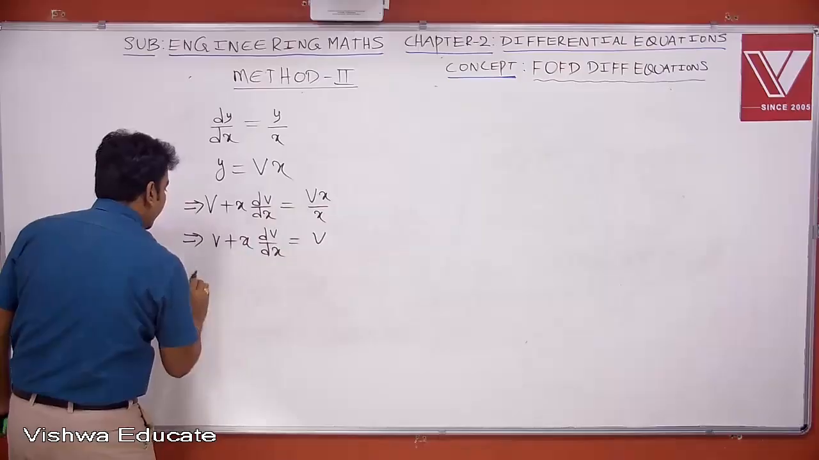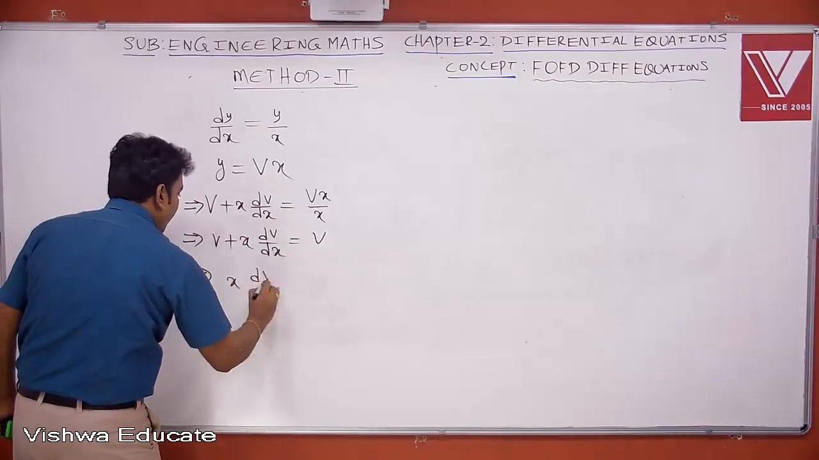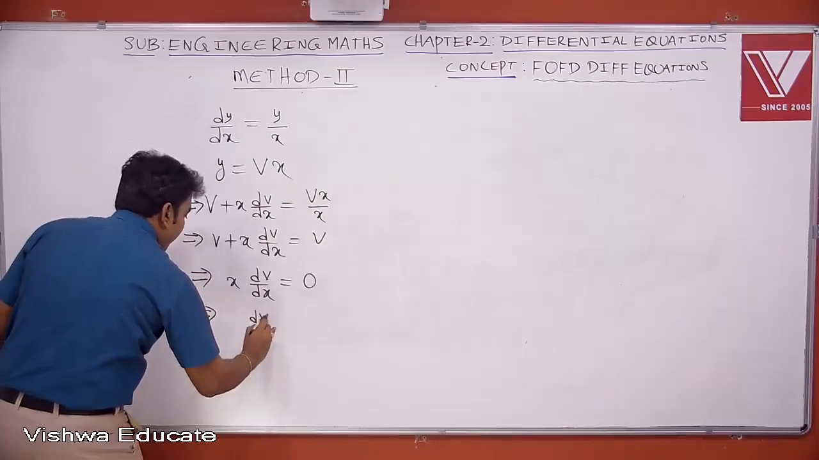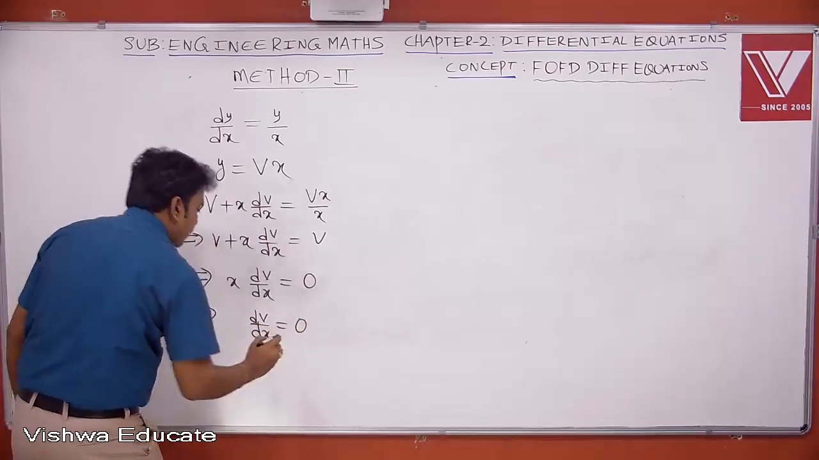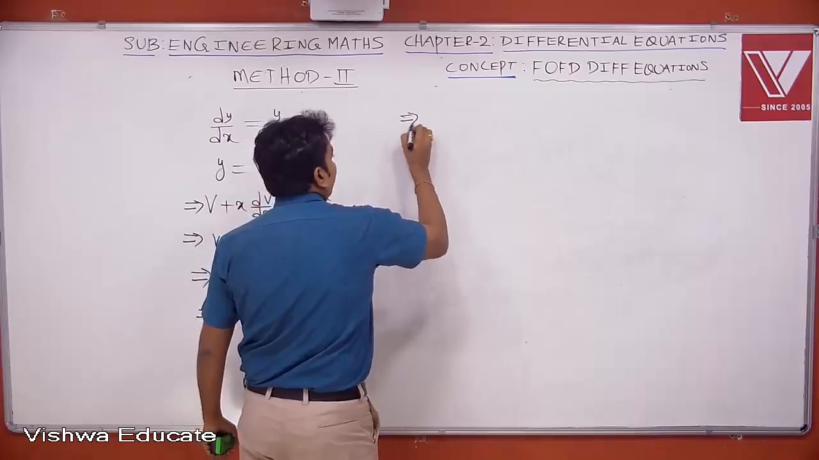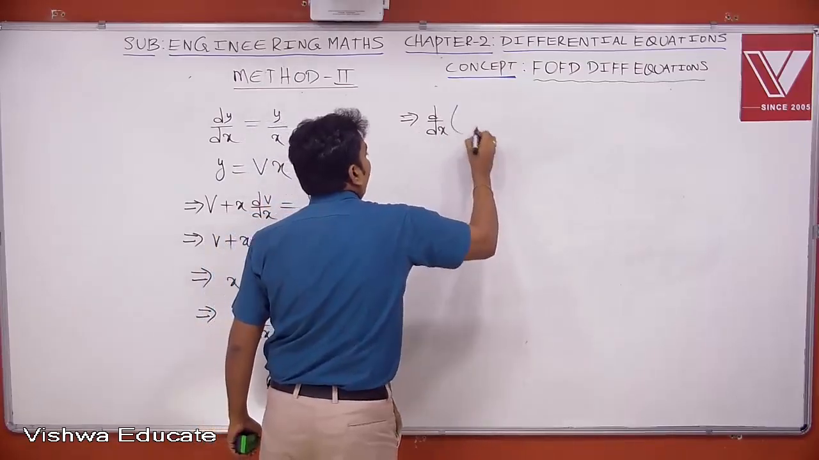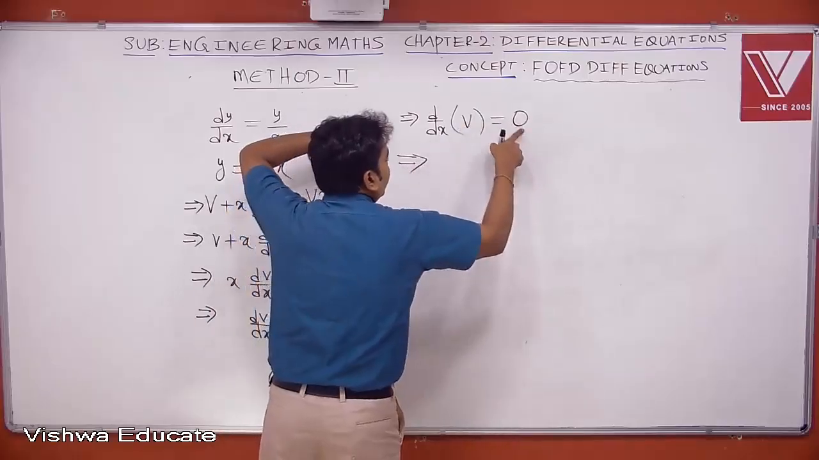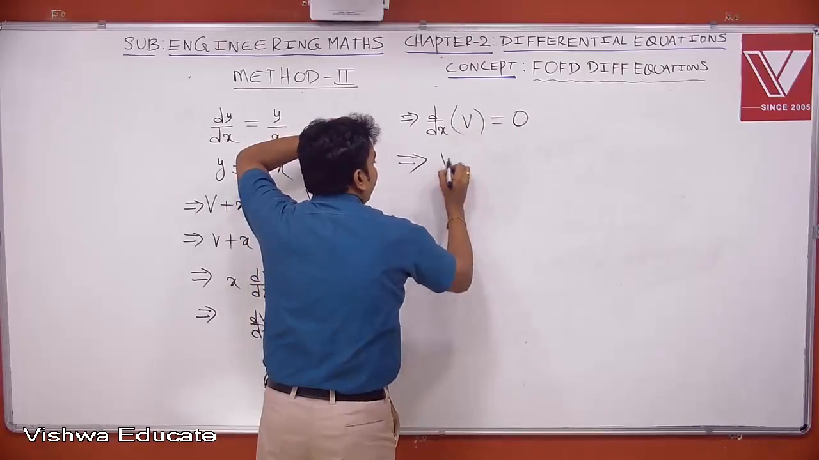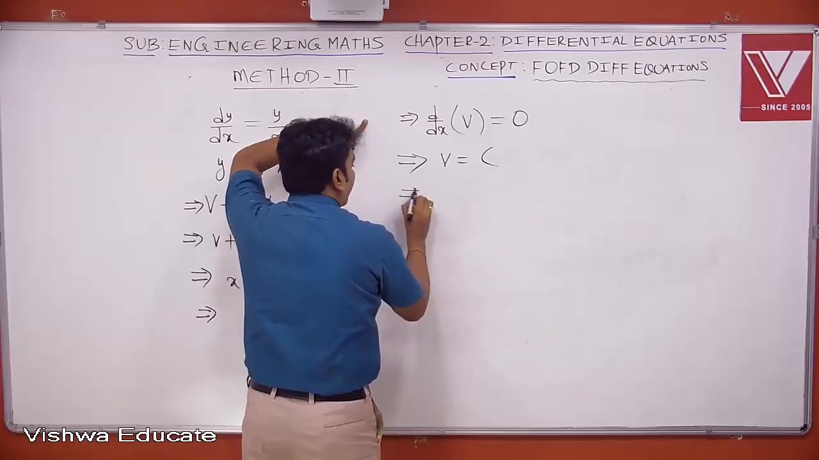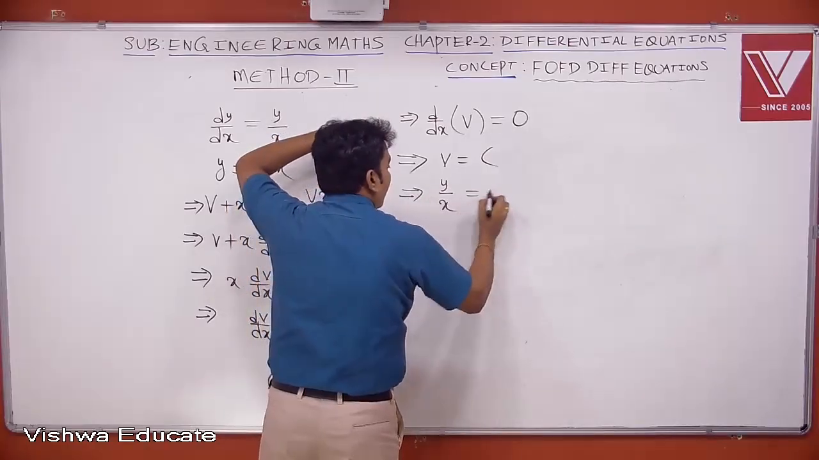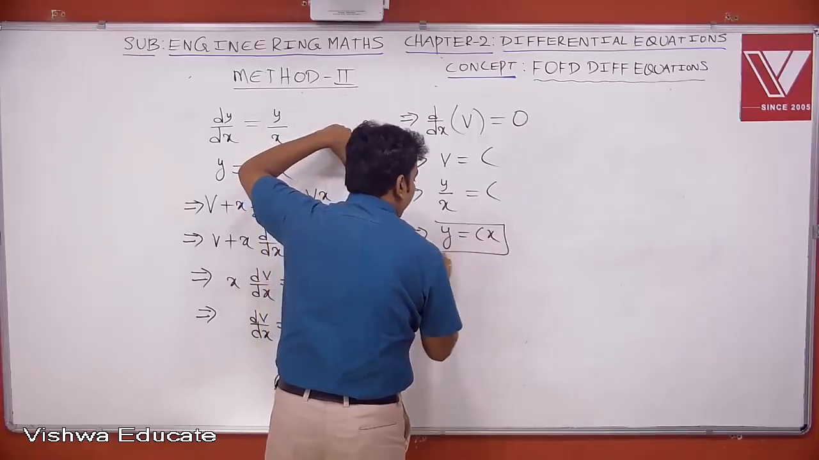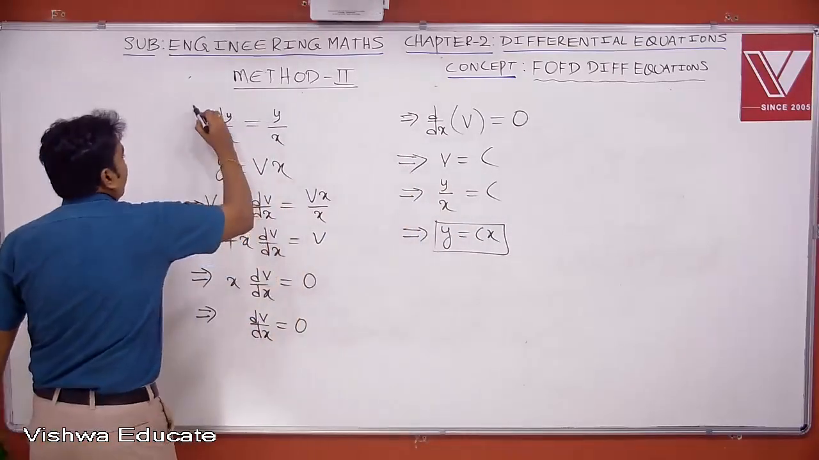So this v and this v get cancelled. So the result is x into dv by dx equal to 0. This implies dv by dx equal to 0, that is d by dx of v equal to 0. Derivative of something is 0 means it must be constant. So v equal to c. But what is v? y by x. Therefore we got y equal to cx. So this is the general solution of this equation by method 2.